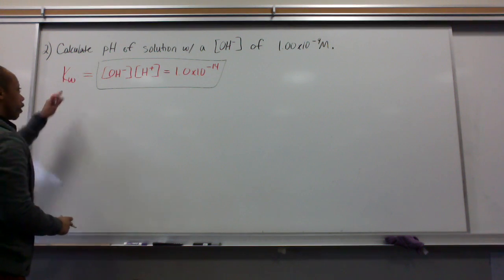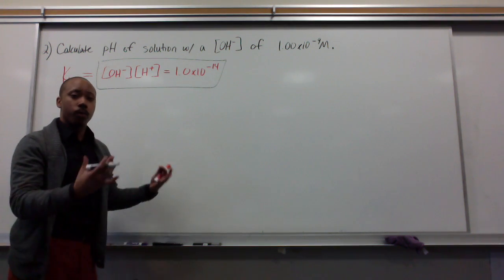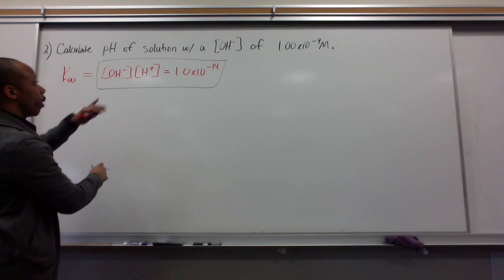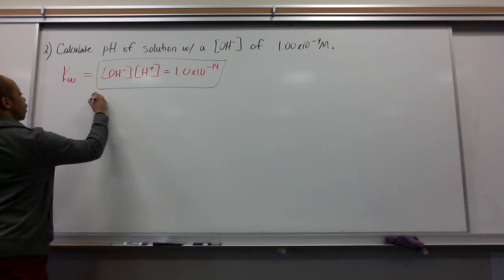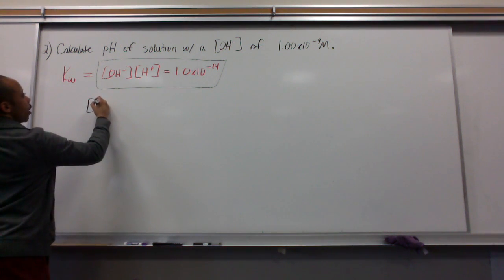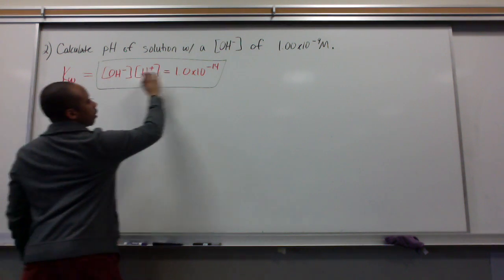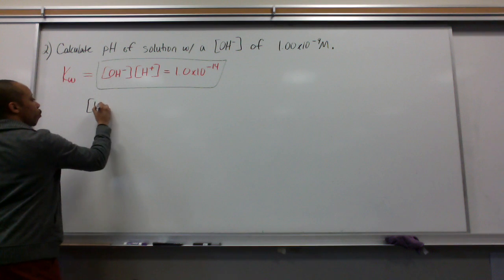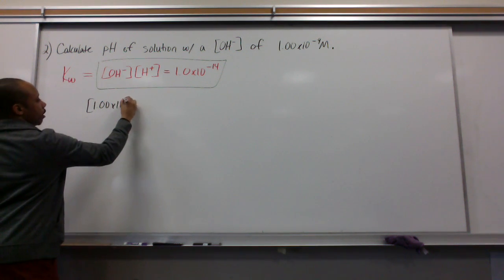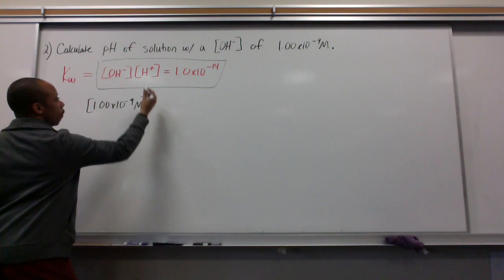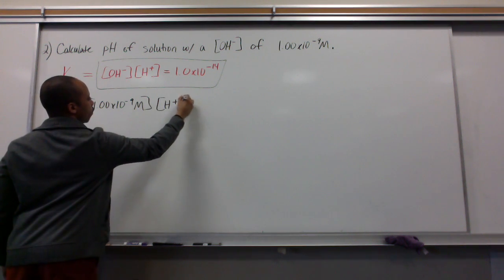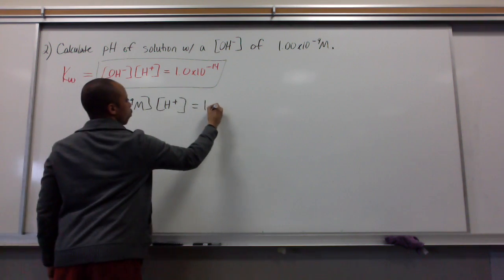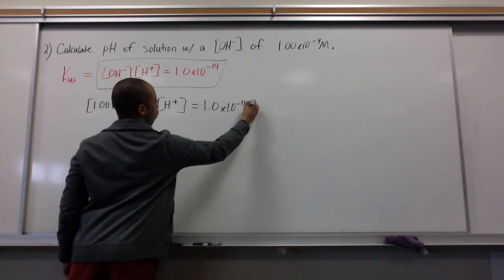So Kw is 1 times 10 to the negative 14. I'm just reiterating that in this equation. So I can say, well, given this equation, I know that OH minus has a concentration of 1 times 10 to the negative 9th. So I put that in here, 1 times 10 to the negative 9th molar, multiplied times my concentration of H plus equals 1.0 times 10 to the negative 14.